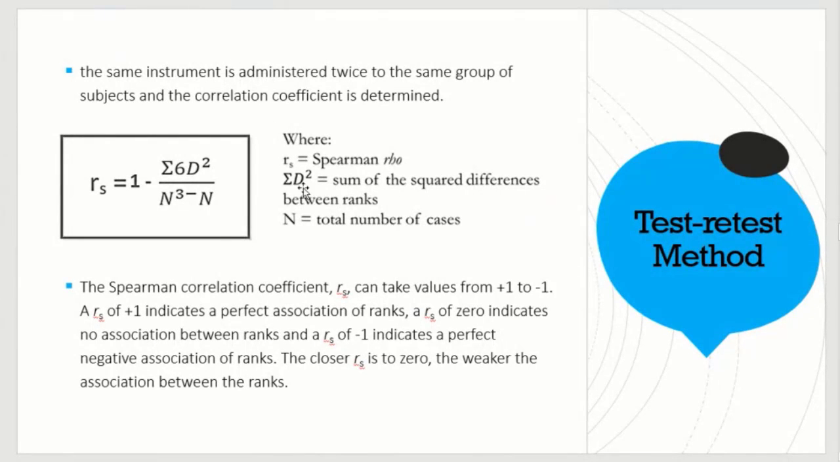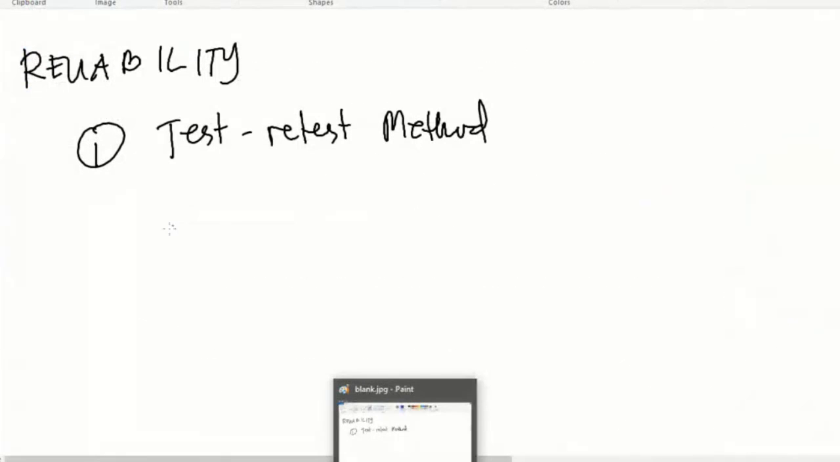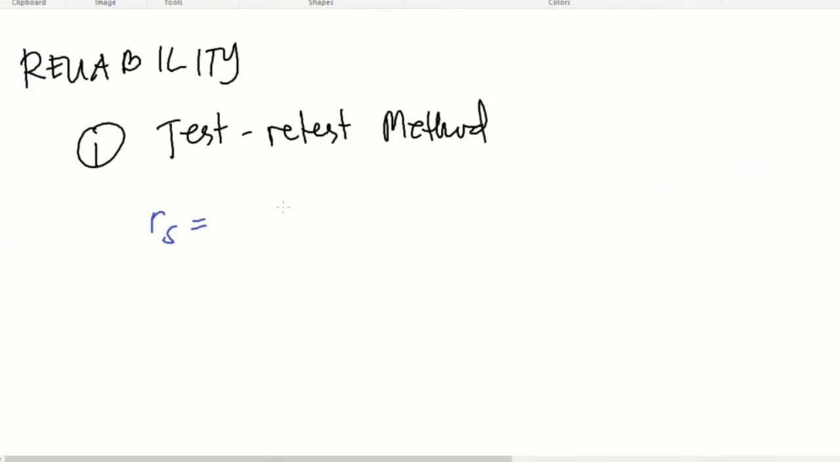It's actually Spearman rho, or rs. Spearman rho is equal to 1 minus the summation of squared differences between the ranks times 6, divided by the total number of cases cubed minus the total number of cases. Okay, so isulat natin dito para hindi ko makalimutan: 1 minus 6 sum of d squared over n cubed minus n.